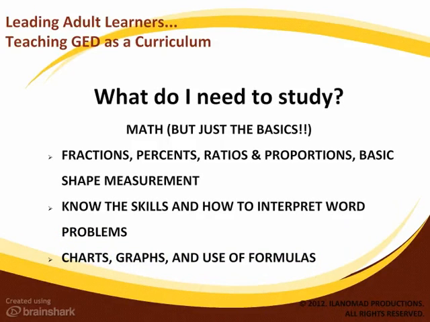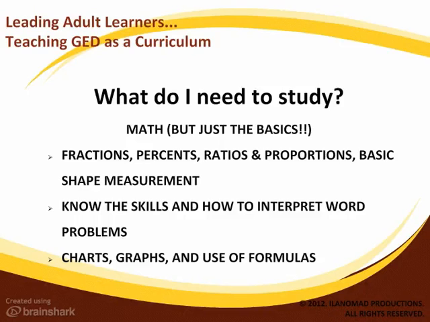So, what do you need to study? And again, the program goes more in depth into this, but let me just give you some broad strokes. You need to study math, but just the basics: fractions, percents, ratio and proportions, basic shape measurement. You need to know the skills. So you need to know how to multiply a fraction, but you also need to know how to interpret a word problem to know if they're asking you to either multiply a fraction or divide a fraction or add it or subtract it. You need to know how to read charts and graphs, and you need to know how to use formulas. You don't have to memorize the formulas, but you need to know how to use them.